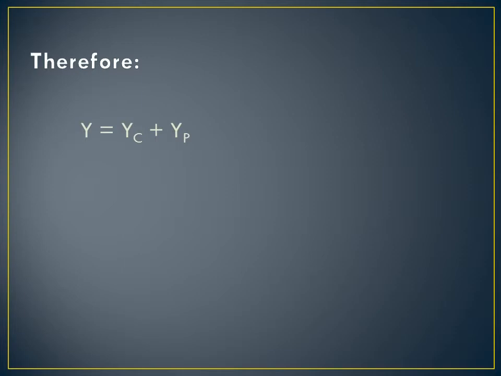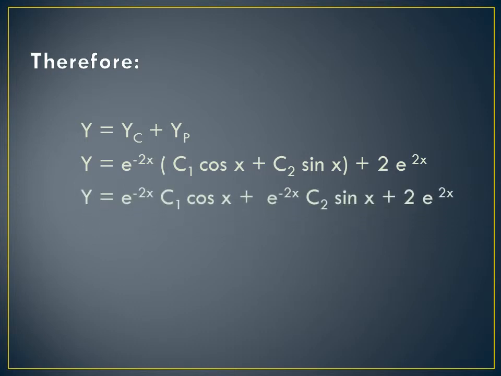Therefore, yc plus yp equals y. Since our yc = e^(-2x)(c1 cos x + c2 sin x) and our yp is 2e^x, our y would become y = e^(-2x) c1 cos x + e^(-2x) c2 sin x + 2e^x.